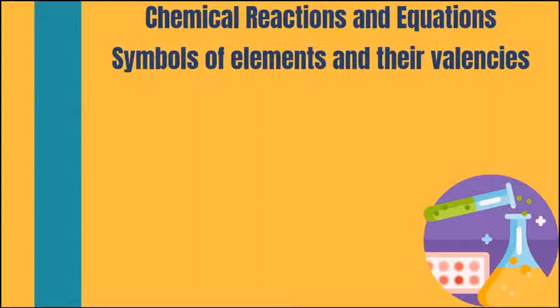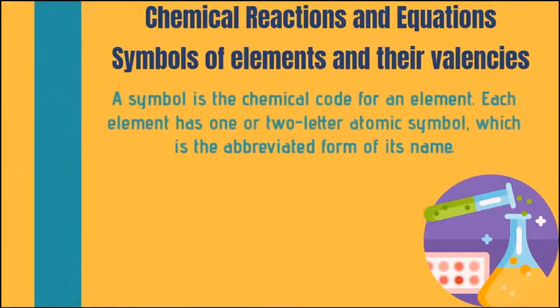To know about chemical reactions and equations, we need to first know about the symbols of elements and their valencies. So let's start with the basics. First of all, we can define a symbol as the chemical code for an element. Each element has a 1 or 2 letter atomic symbol, which is nothing but the abbreviated form of its name. It is nothing but the short form. So we can simply say that the element has a pet name or a short name which is used for naming it easily or saying it for general purposes.